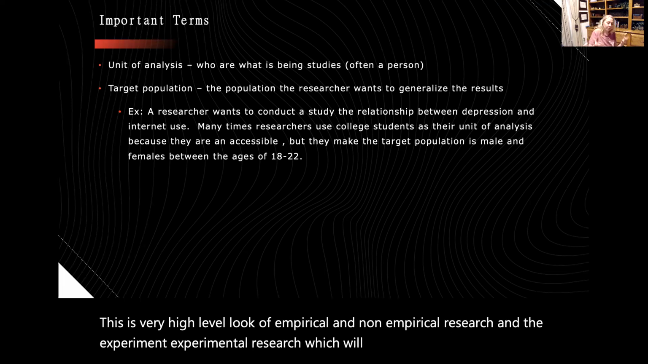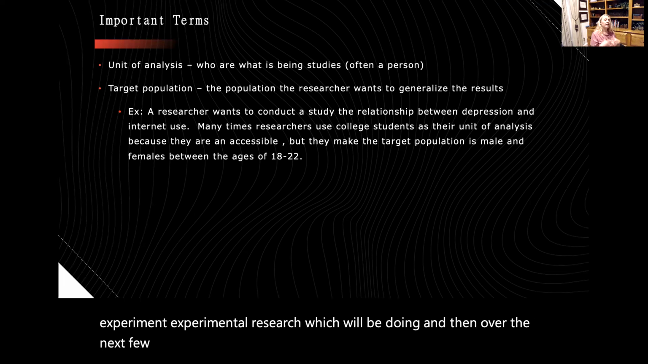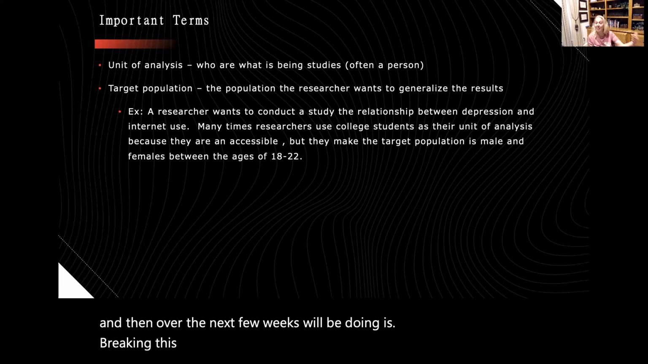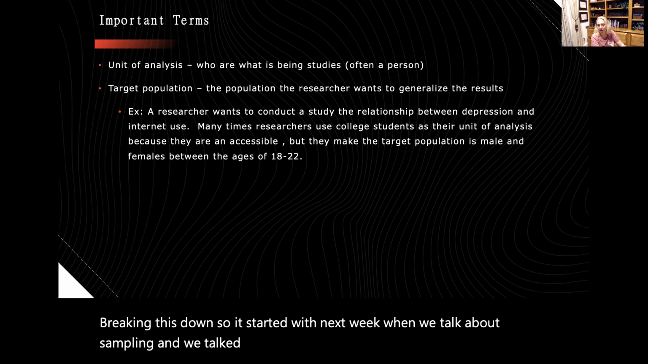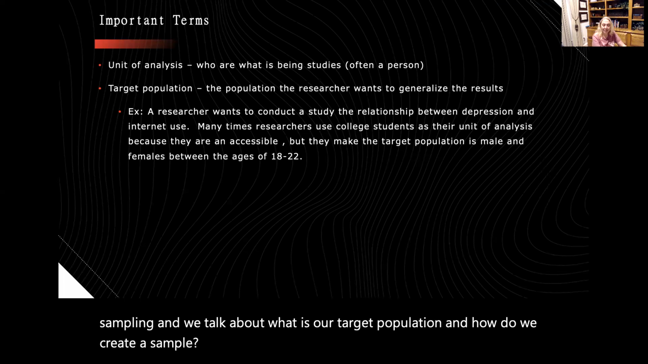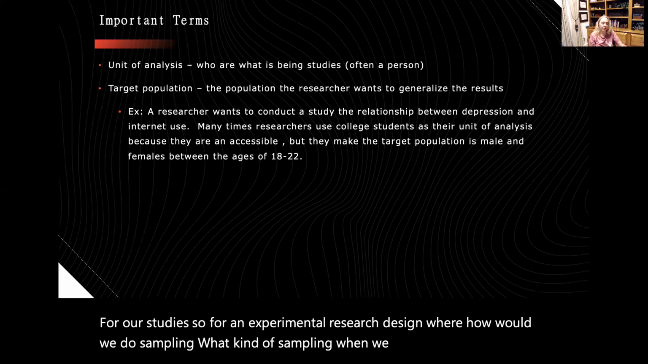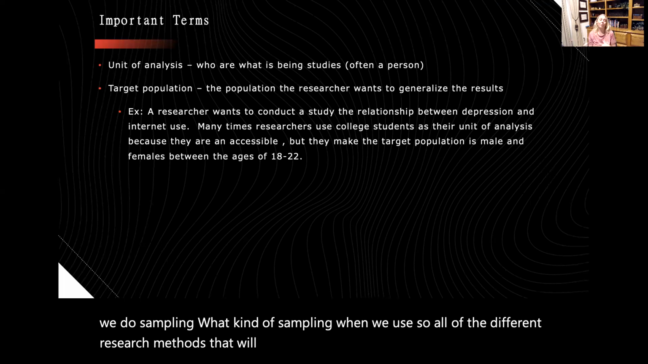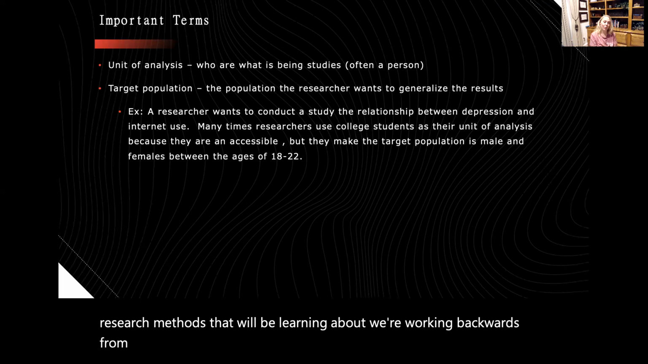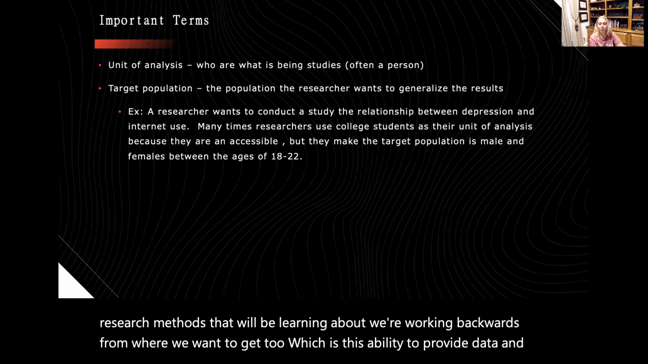Over the next few weeks, what we'll be doing is breaking this down, starting next week when we talk about sampling, what our target population is, and how we create a sample for our studies. For an experimental research design, how would we do sampling? What kind of sampling would we use? All of the different research methods that we'll be learning about, we're working backwards from where we want to get to, which is this ability to provide data and science to prove or disprove your hypotheses.